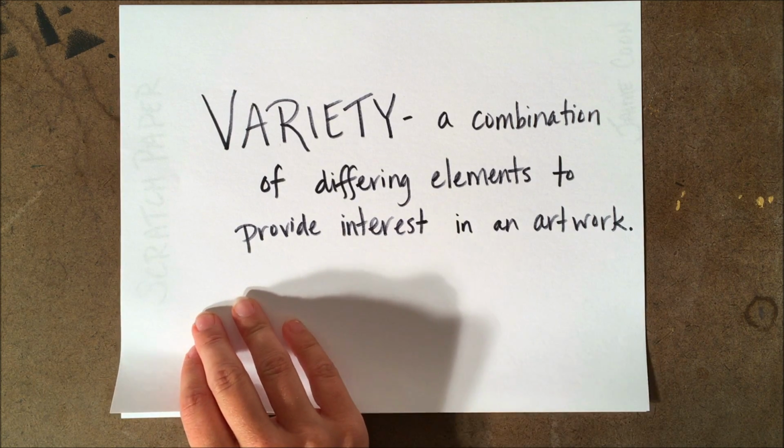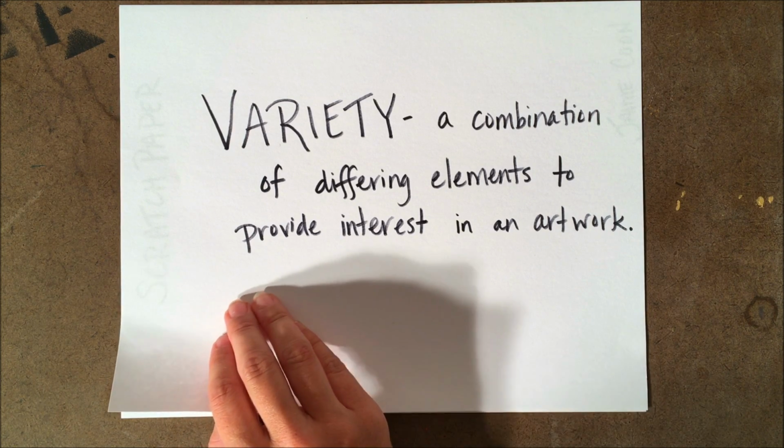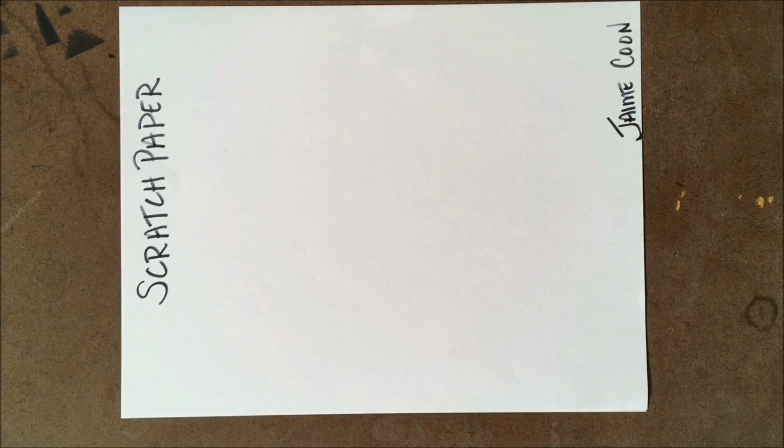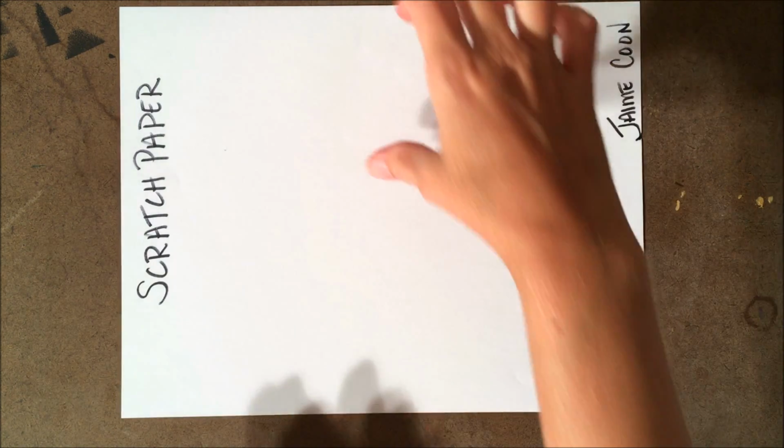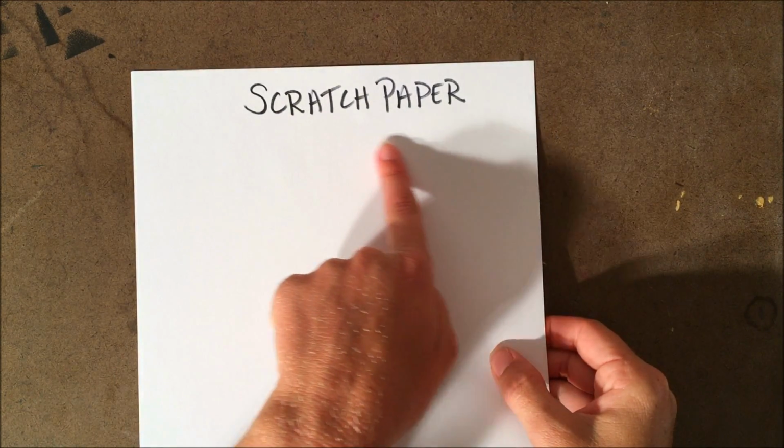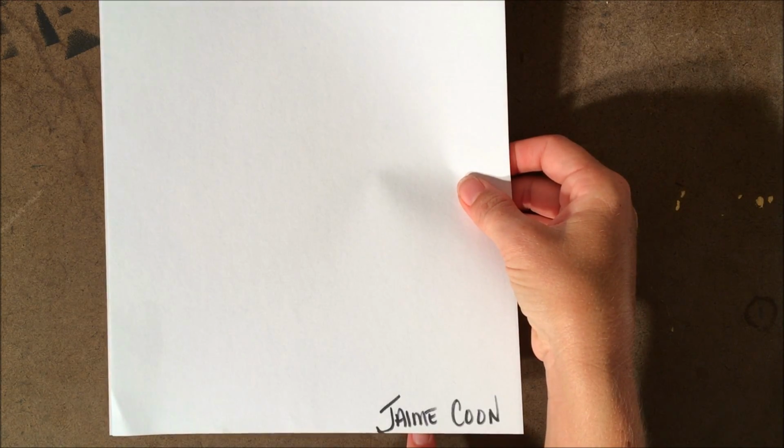Now, once you've gotten the last of the definitions down, please get your 2 blank pieces of paper. On one piece of paper, I want you to label it as scratch paper and make sure your name is in the lower right-hand corner. Just set that aside. We're going to scribble and stuff on that later.